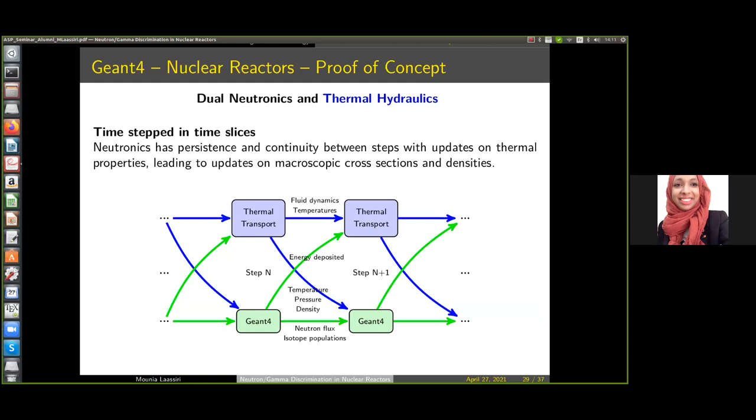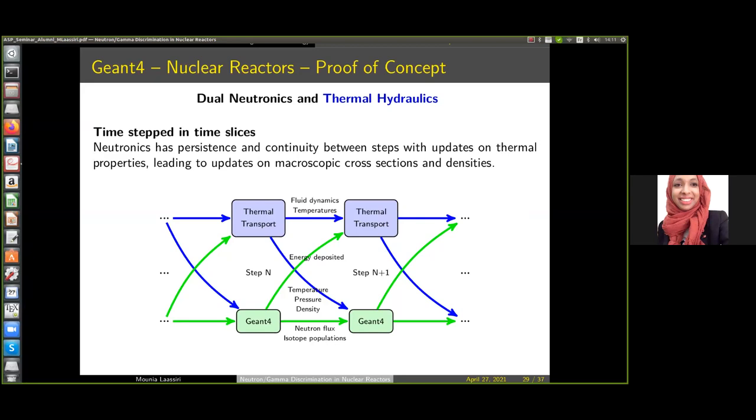This figure shows the basic simulation structure. There are two different codes running in parallel, a thermal transport code and a Geant4 code. The thermal transport code calculates the transfer of heat between each part of the reactor, such as bubbles, coolant, and the walls. And Geant4 here models all the particle reactions, including neutron transport, nuclear reactions, fission and decay events, fission fragments, and gamma rays and their reactions.